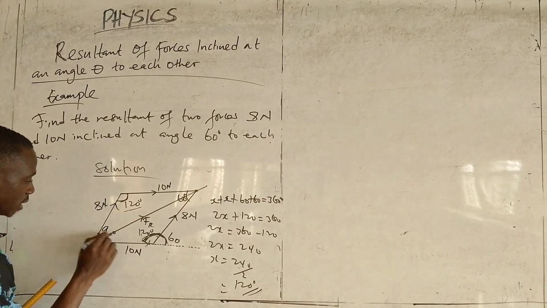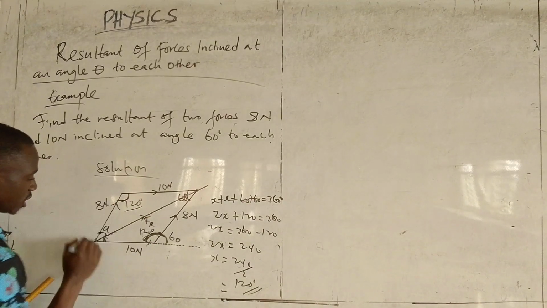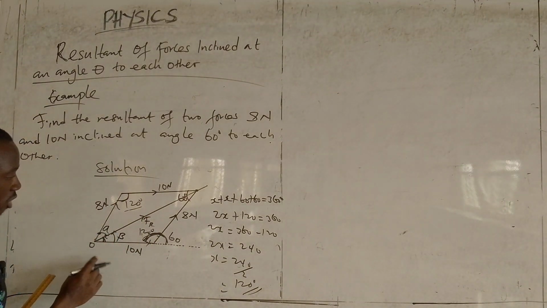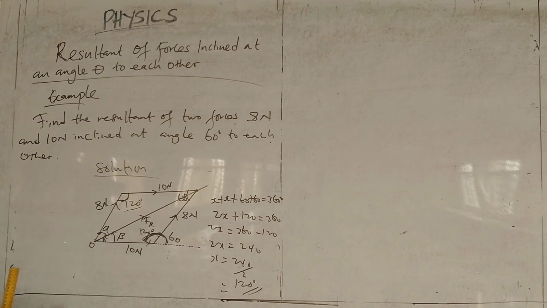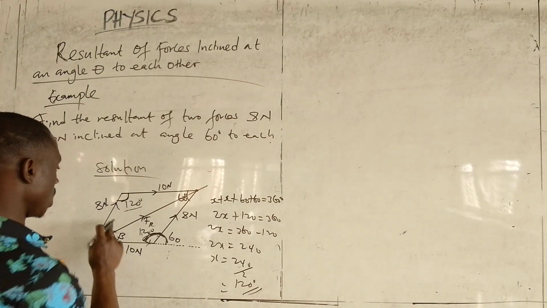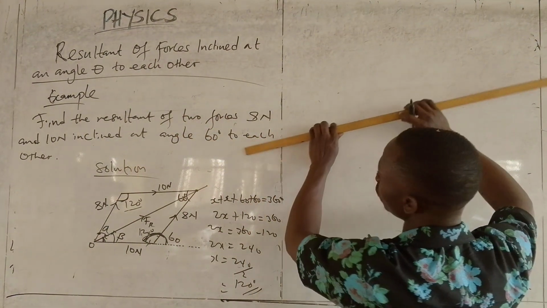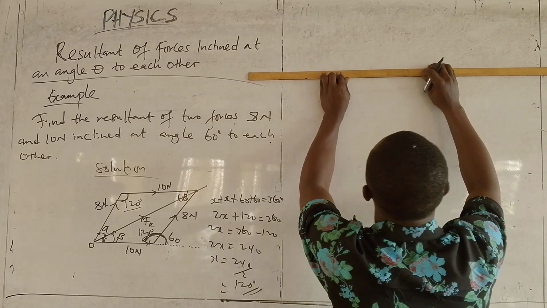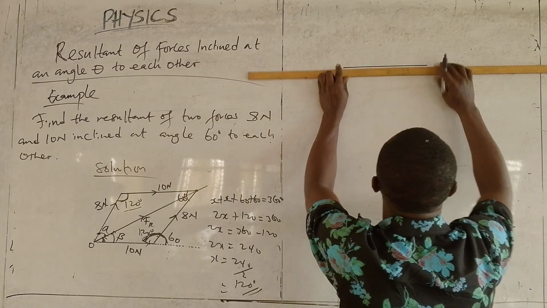Clean here. Put alpha here. That's the angle between the resultant and 8 Newton. Then here put beta. So you can find the resultant, then find any of these angles to show the direction. Any of these angles will give you the direction of your resultant force. So let me bring out the triangle at the top. You can use any of the triangles to find your resultant.